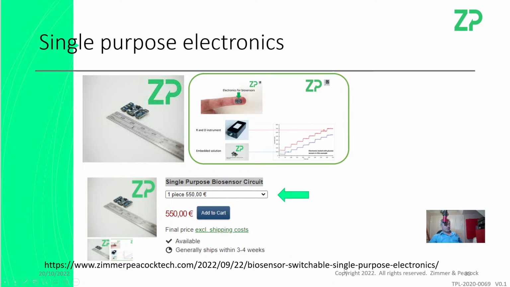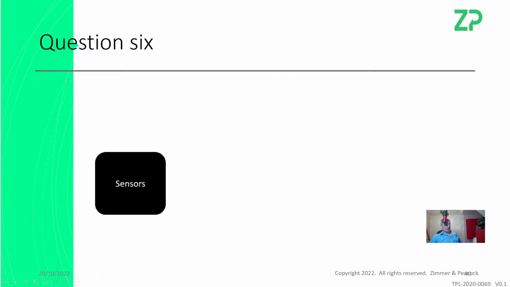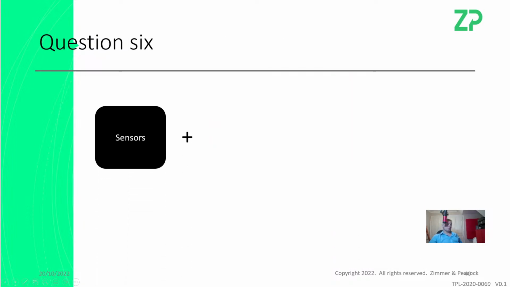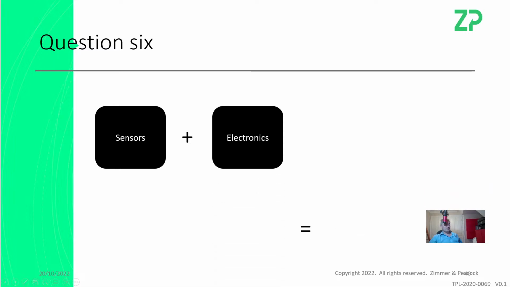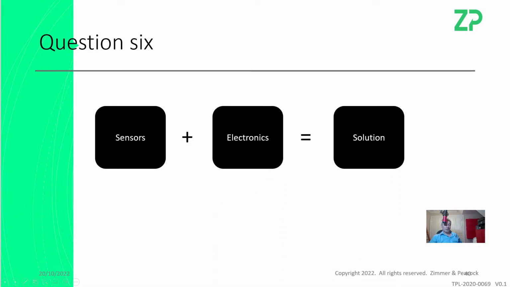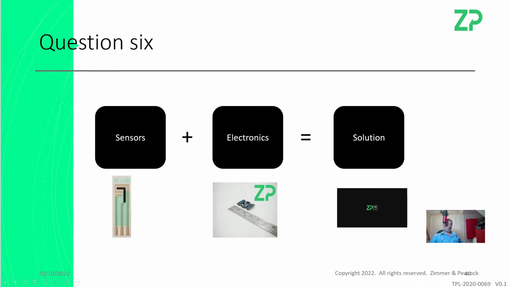So biosensor electronics, you can find them on the ZP website. Again, I put a link. The reason we've done this is, to make a sensing system, you often need sensor plus electronics, so that will give you a solution. We do have sensors, we do have the electronics, and therefore it's easier for us to say these things will work together, because we've developed both sides of it.